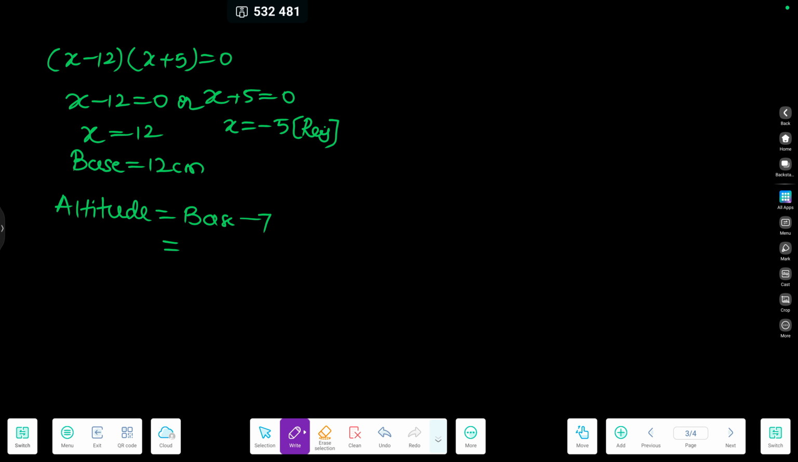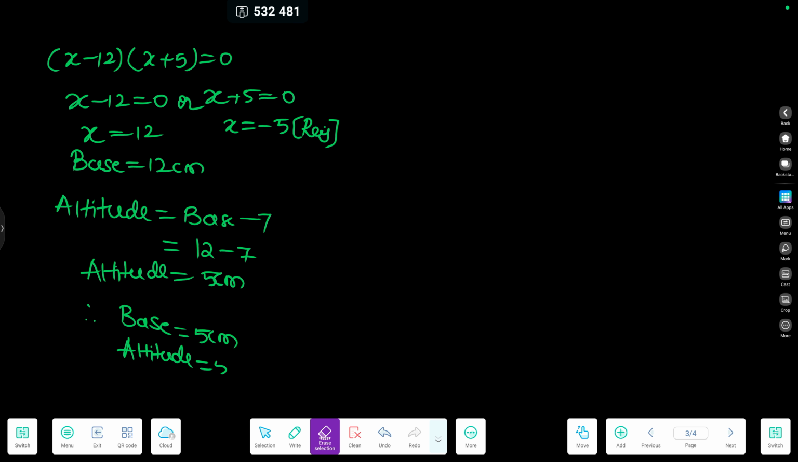How much did you get for base? 12. 12 minus 7 is 5 centimeter. That is what, beta? Altitude. Therefore, base is 12 and altitude is 5, and hypotenuse 13. What are these three? Pythagorean triplets. Note it down.